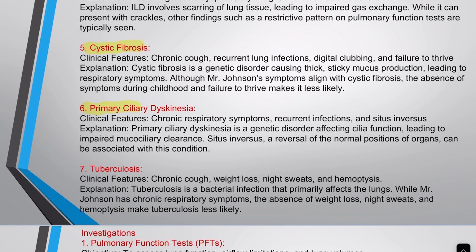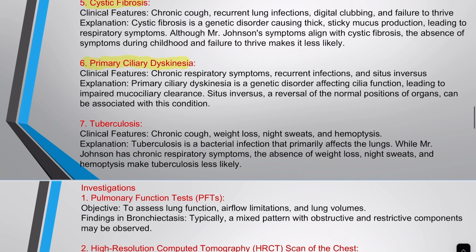Primary ciliary dyskinesia, another differential to consider. Chronic respiratory symptoms, recurrent infection, and situs inversus. So it's a genetic disorder affecting cilia function, leading to impaired mucociliary clearance. Situs inversus, a reversal of the normal position of organs, can be associated with this condition.